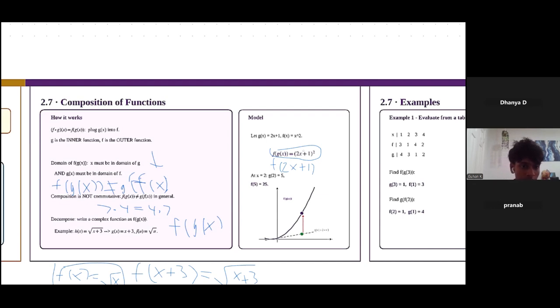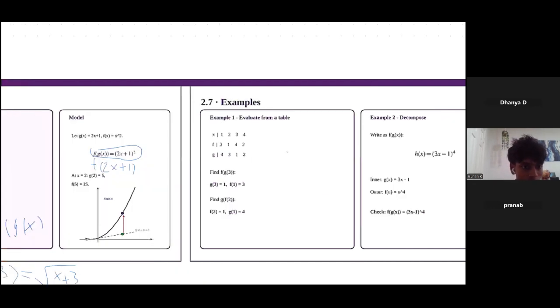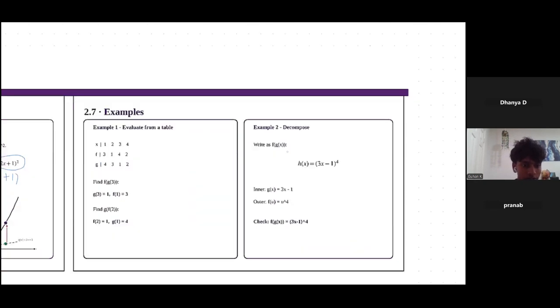And sometimes you'll be asked to evaluate from a table. So we'll take a look at that too. So g of 3 equals 1, f of 1 equals 3, right? We're trying to find f of g of 3, and they're showing us the steps here. So g of 3, right away, that equals 1, right? We can see on the table.